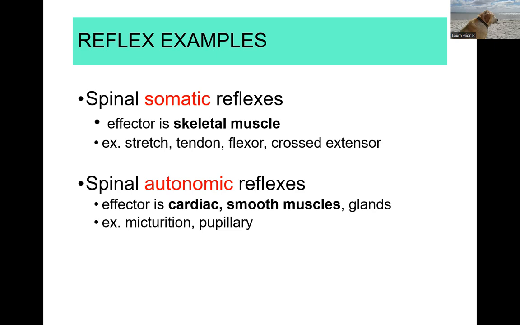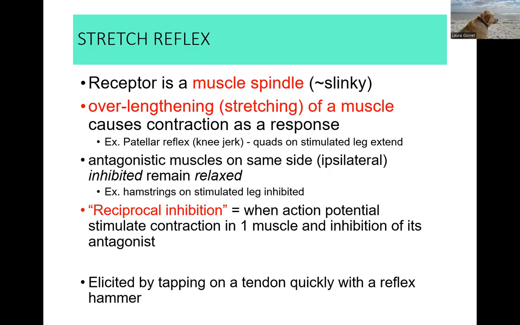But we also have autonomic reflexes that use that 2-neuron chain. And the effector would be cardiac muscle, smooth muscle, or glands. Examples of that would be a micturition reflex, which means to urinate, and pupillary reflexes, like when you flash a light in someone's eye, the pupils constrict. So there's two types: the somatic reflexes and the autonomic reflexes.